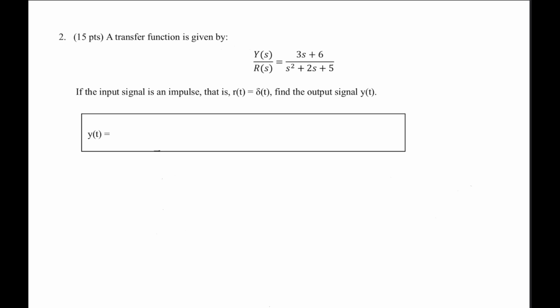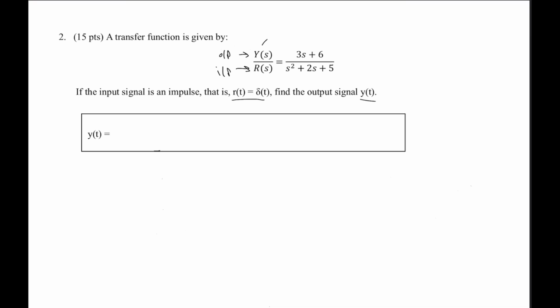In this video, let's go ahead and tackle this problem. It's question 2, it's worth 15 points. It's a transfer function given by Y(s) over R(s), so this is output over input, equals (3s + 6) over (s² + 2s + 5). We're given r(t) is equal to the delta function, and we want to find y(t), the output in the time domain.